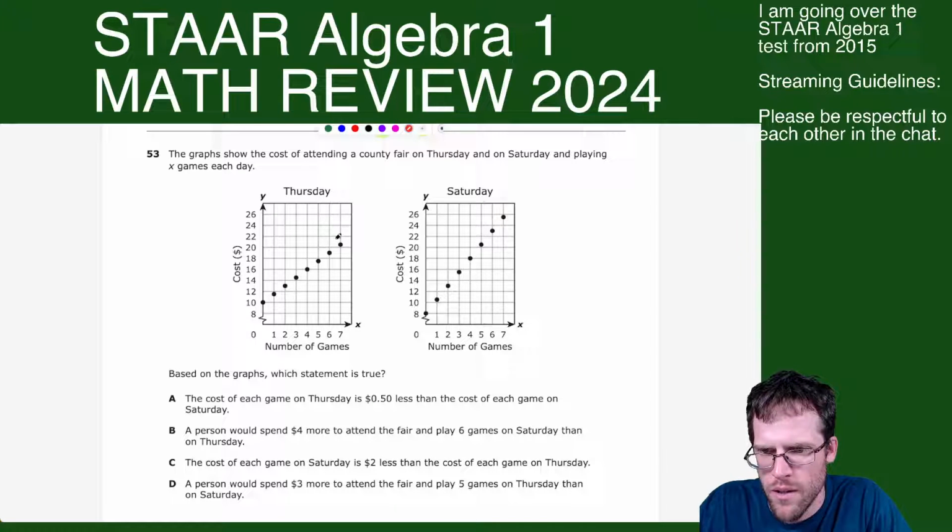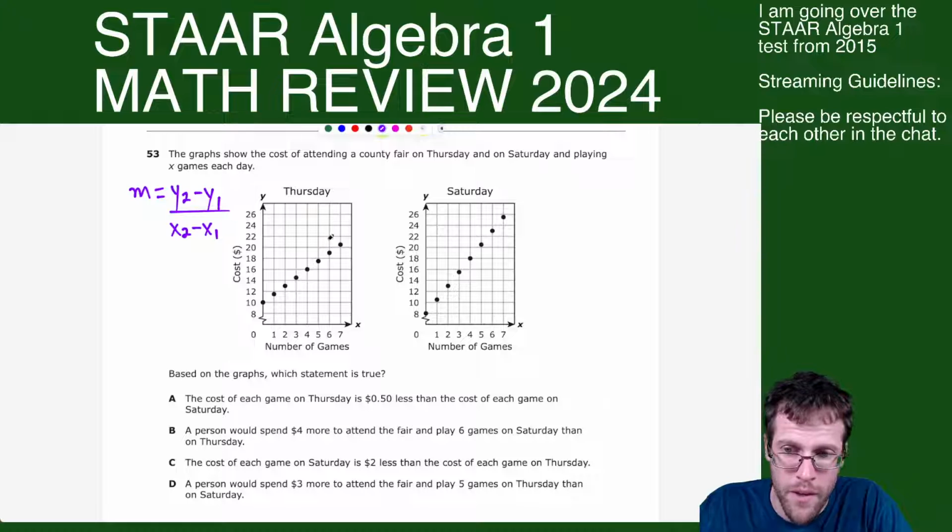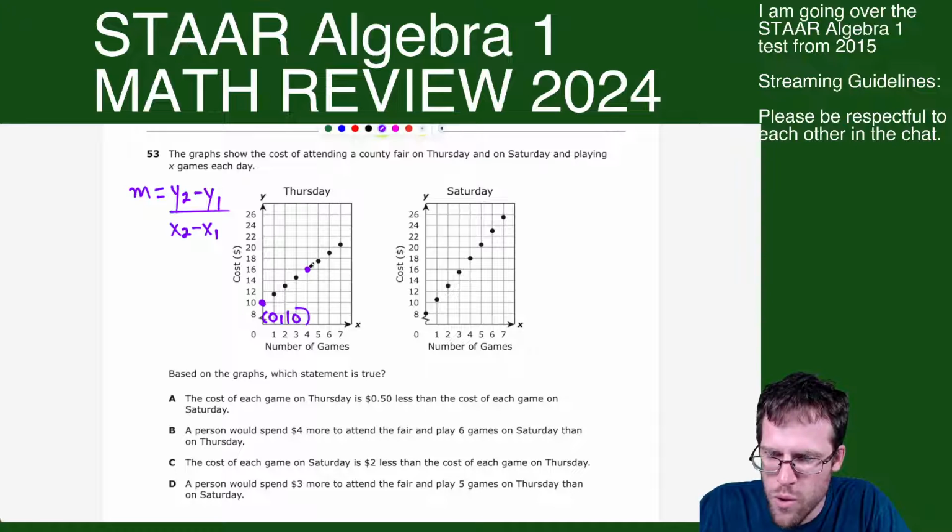All right, let's see here. For this, I'm finding slope. I see the angle. So we find the slope, and that's going to tell us how much it costs for each game. But I'm going to use nice points. Like this is 0, 10. And I'm going to pick a nice corner point here.